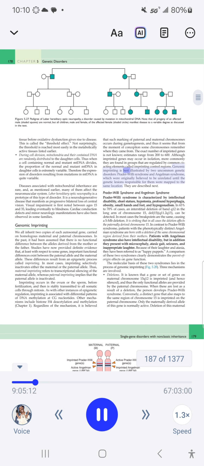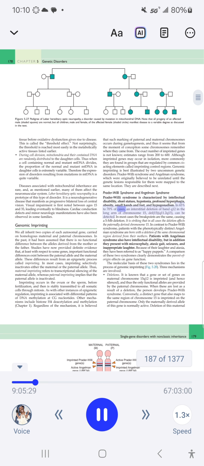Genomic imprinting is best illustrated by two uncommon genetic disorders, Prader-Willi syndrome and Angelman syndrome, which were originally believed to be unrelated until the genetic lesions responsible for them were mapped to the same location. They are described next. Prader-Willi syndrome and Angelman syndrome. Prader-Willi syndrome is characterized by intellectual disability, short stature, hypotonia, profound hyperphagia, obesity, small hands and feet, and hypogonadism.